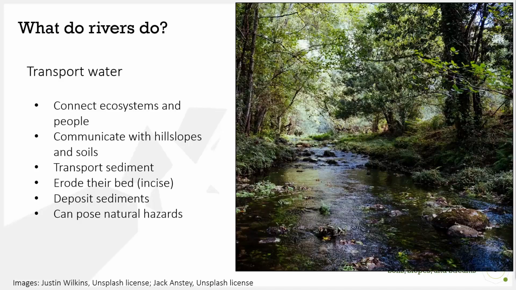If you were to ask most people the role of a river, they'd say it's to transport water. And of course, rivers do so much more. They connect ecosystems and people at a variety of different scales, and they communicate with hill slopes and soils, sometimes telling them what to do. Rivers can be kind of pushy. Rivers also transport sediment, and they erode their beds in some places. The erosion within a river is often termed incision. Rivers can also deposit sediments in some places, and through flooding, they can pose really significant natural hazards to humans.